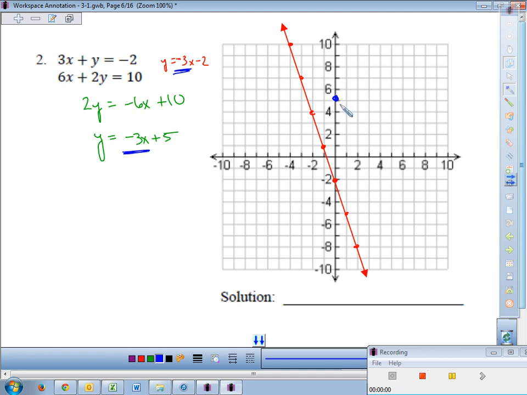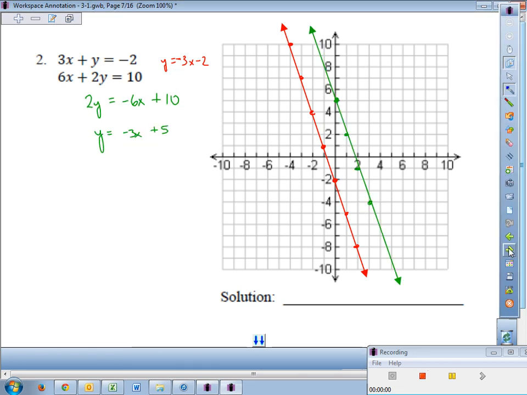So that was at 5, and then go down 3 to the right 1, down 3 to the right 1. But I could search all I want to for a blue dot on top of a red dot. It's just not going to happen. So because I saw ahead of time that these were parallel lines, that means my answer is no solutions.